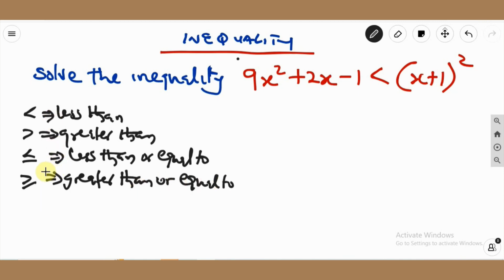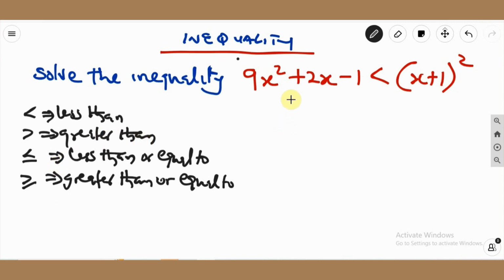They are very important. Like here, I have less than only. Again, if you're dividing across with a negative number, the symbol usually changes. If it is less than, it's going to change to greater than. And if it is less than or equal to, it's going to change to greater than or equal to. Likewise, if it is greater than, it's going to change to less than. And if it is greater than or equal to, it's going to change to less than or equal to. So these are the things to remember.